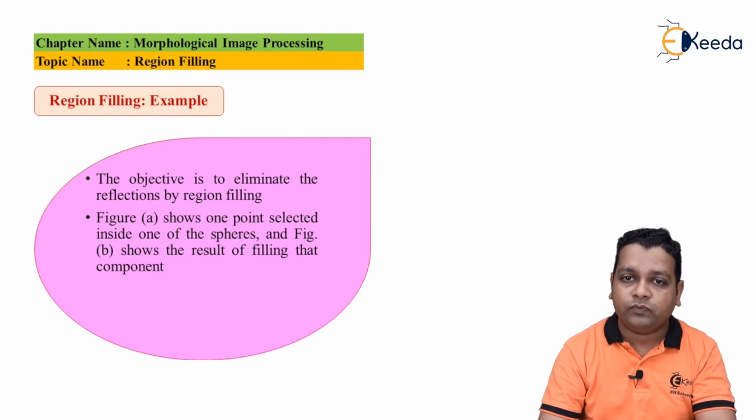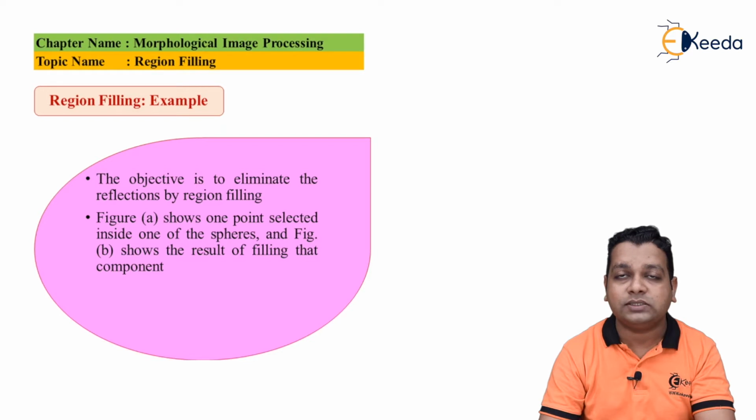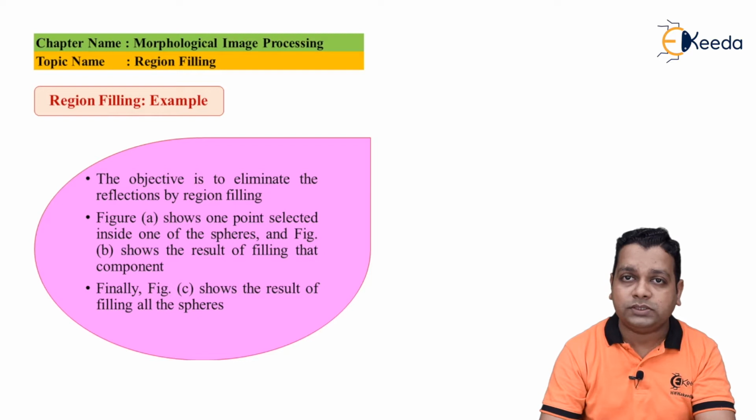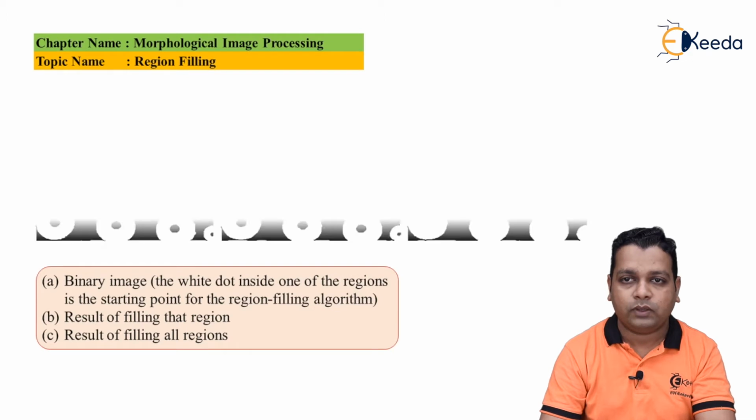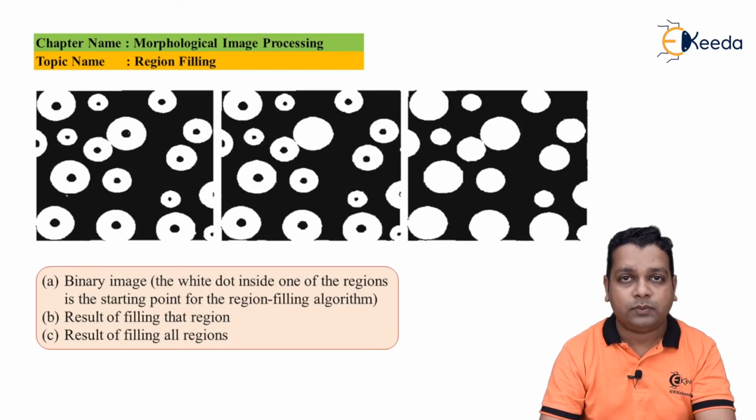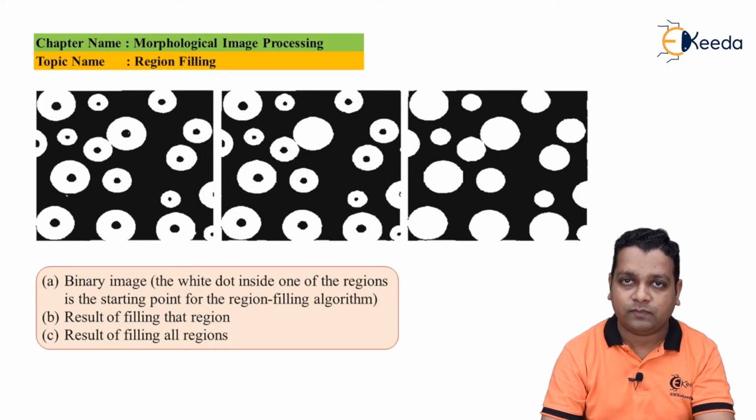Now figure A shows one point selected inside one of the spheres that we see, and figure B shows the result of filling that component. Finally, figure C shows the result of filling all the spheres. So these are figure parts A, B, and C from left hand side to right hand side. On the right hand side we find there is no dark spot inside the spheres. So the objective is accomplished with the help of region filling.